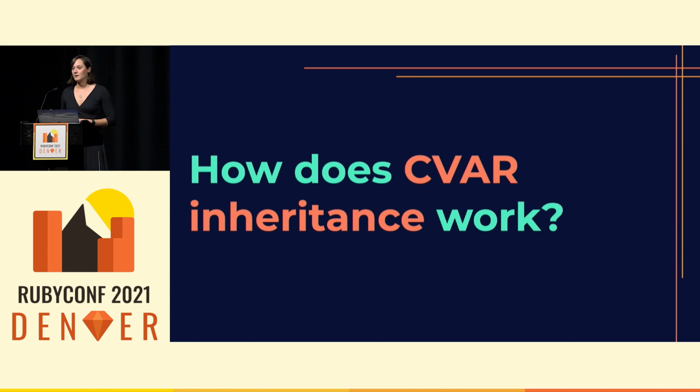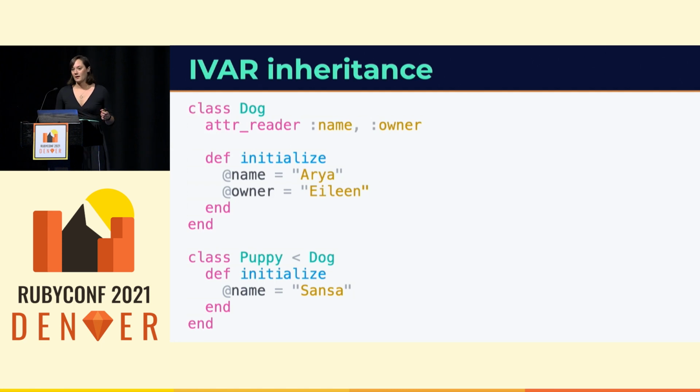To understand the complexity, let's first take a look at instance variables and how they work with inheritance. So here we have 2 classes. Class Dog has an initializer with the name instance variable with the value Aria and an owner instance variable with the value Eileen. I do have a dog named Aria, so this is real.